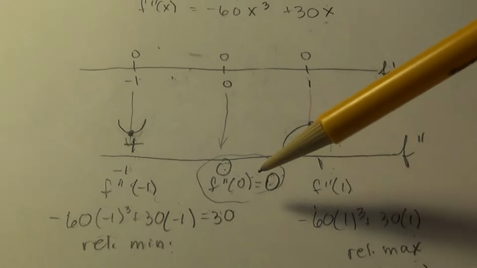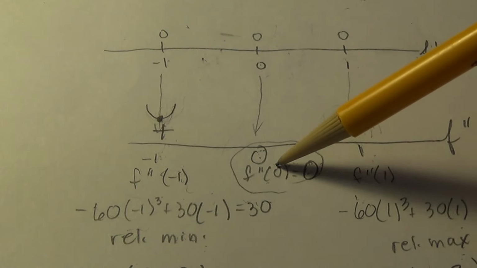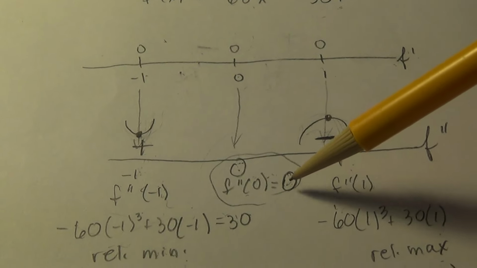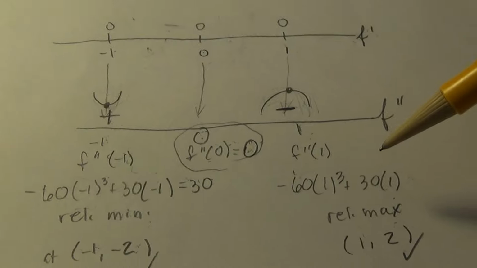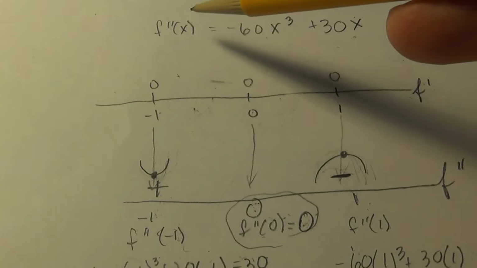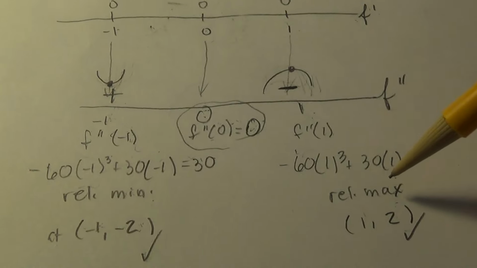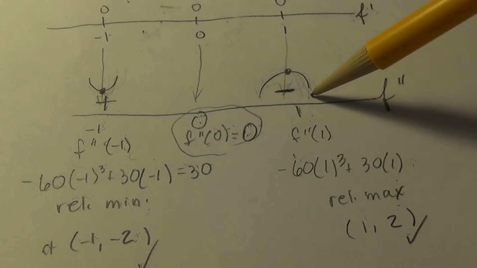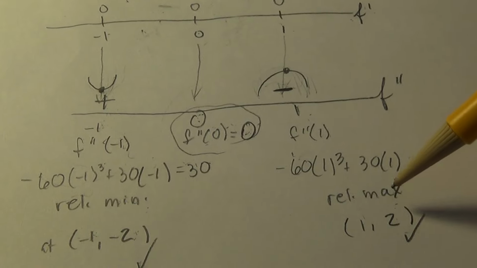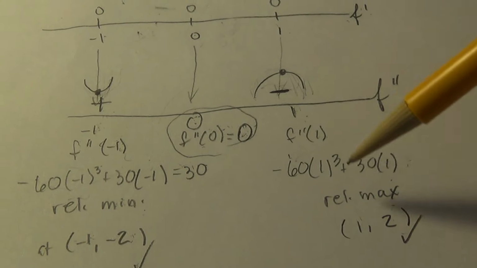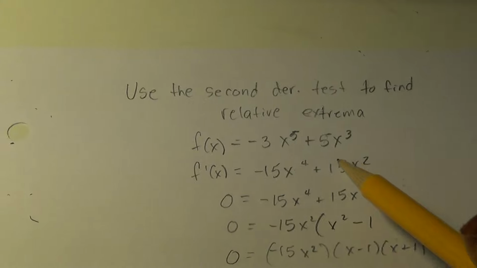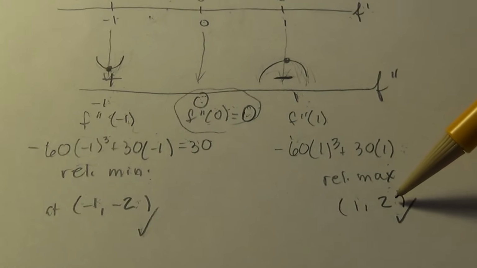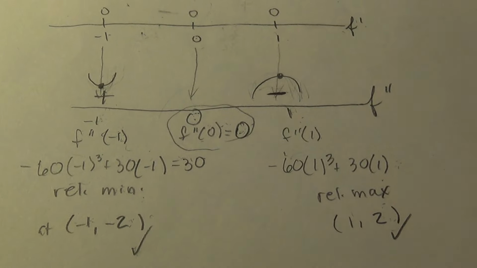Now I'll go over to here. When I put the 0 into the second derivative, I got 0. So this test is inconclusive, and we'll come back and deal with that. And then I threw in 1 into my second derivative, where I got a negative number, and that created a frown, which is a relative max at the value 1. I plugged that back into the original, and sure enough, I got the value 2. So this is definitely a relative max and definitely a relative min.